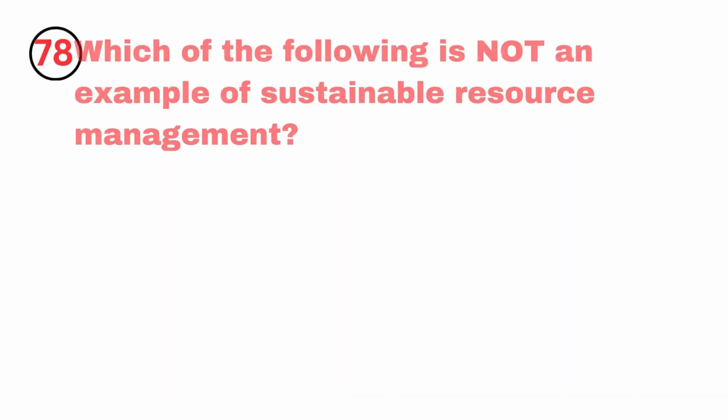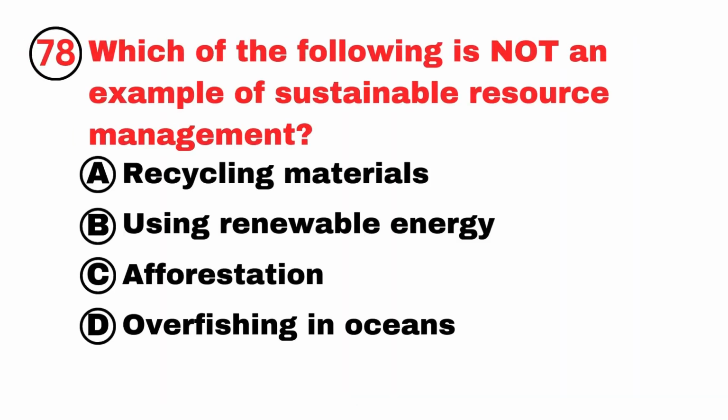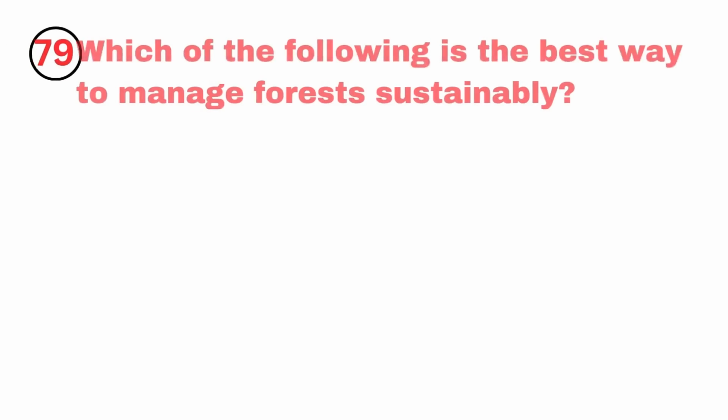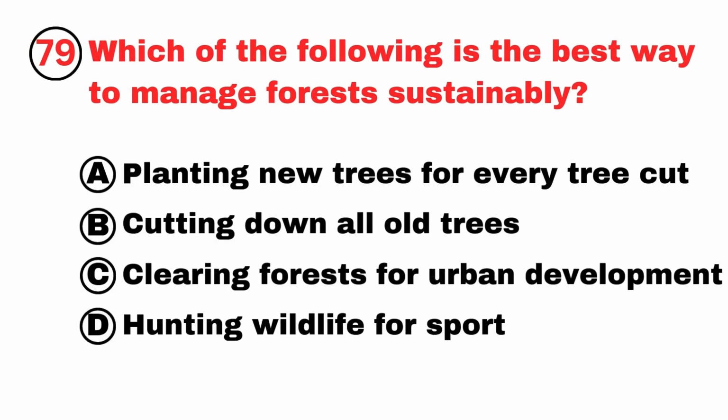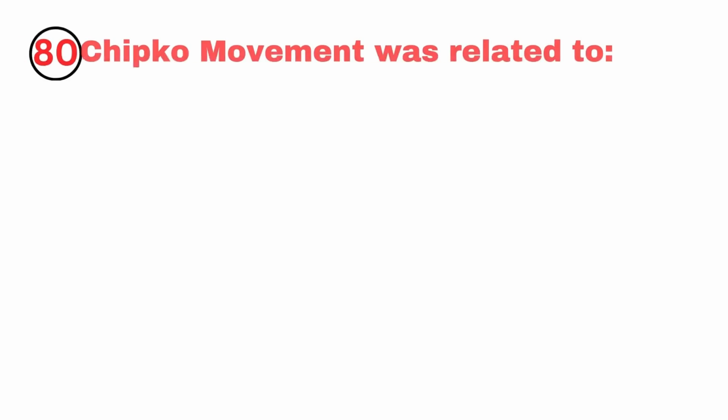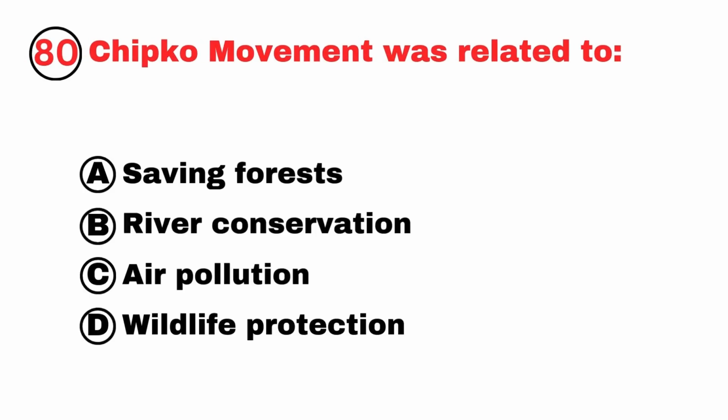Which of the following is not an example of sustainable resource management? Overfishing in oceans. Which of the following is the best way to manage forests sustainably? Planting new trees for every tree cut. Chipko movement was related to saving forests.